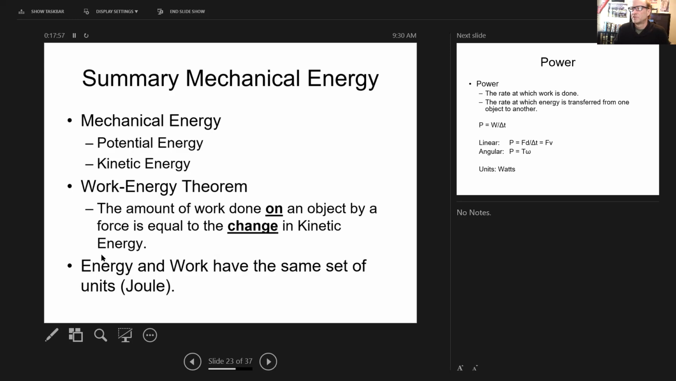The amount of energy transferred from one object to another is determined by the change in kinetic energy. If kinetic energy is not the same at two moments in time, that means energy has been transformed to some other form of energy other than kinetic. And finally, energy and work have the same set of units. Okay, that's the work-energy theorem.